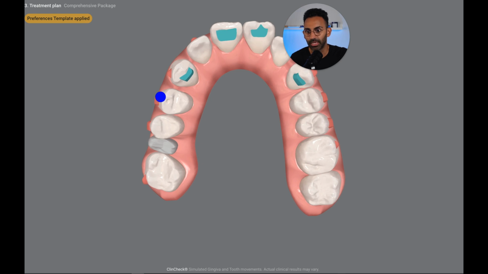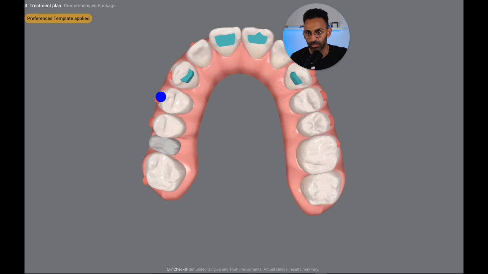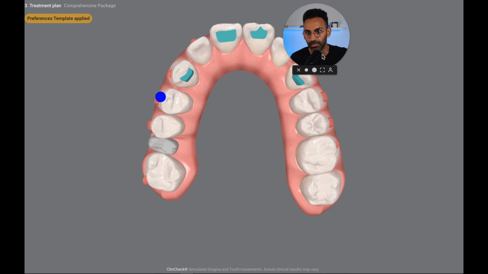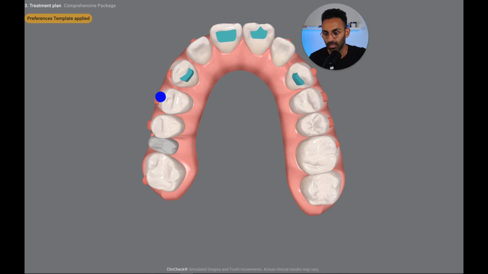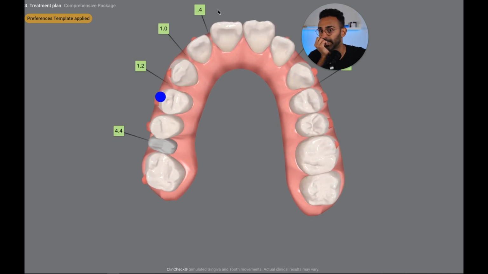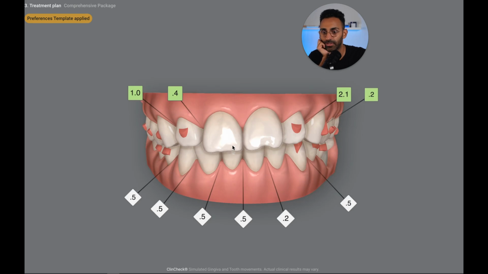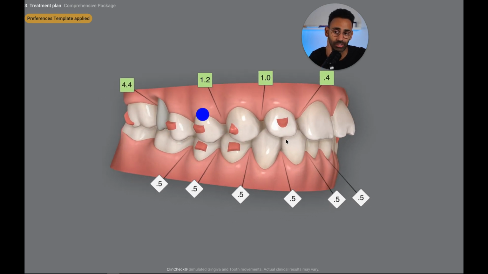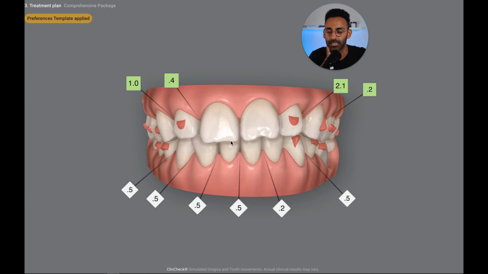What I do like though is I like these bite ramps. So they're on the canines and they're on the incisors, centrals. And I like that because they are not on the laterals because, as you can see here, the laterals are rotating. And so we are having those bite ramps go over to the canines instead of the laterals. So that's very good.